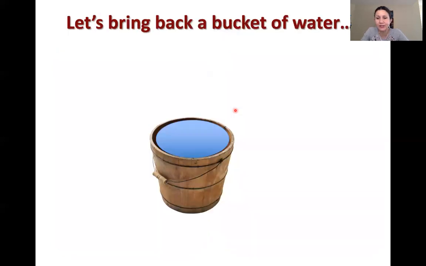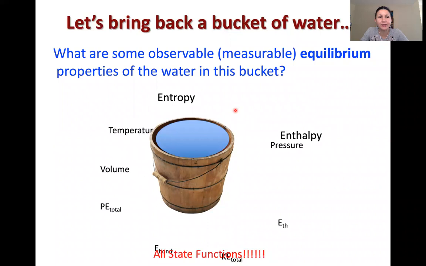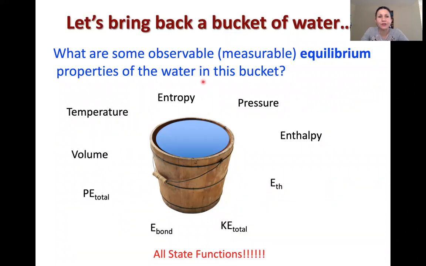Okay, so let's get back to our bucket of water. State functions are basically just observables, something that we can measure, some equilibrium properties. Again, the water in this bucket has to be at equilibrium. So what can we measure? You can measure temperature, volume, entropy. We'll talk about it later. As I mentioned, pressure, enthalpy, thermal energy. You can measure its total potential energy.